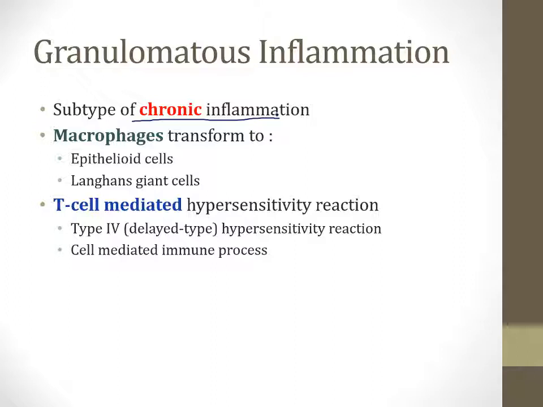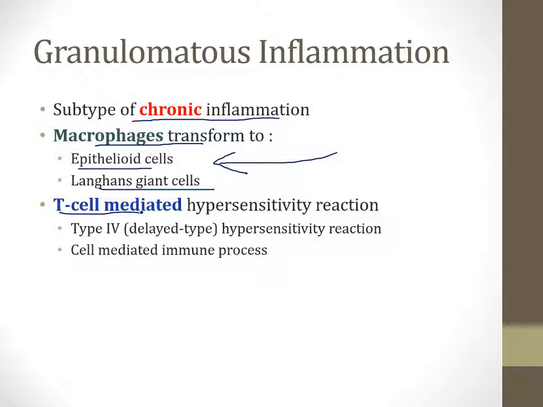Key cell types in granulomatous inflammation are, first of all, macrophages. Macrophages are heavily involved in this form of chronic inflammation, and they transform into two cell types. One is called the epithelioid cells, and the other is called Langhans giant cells. And we'll talk about what both of these are in just a minute. Also very important to granulomatous inflammation are T cells.